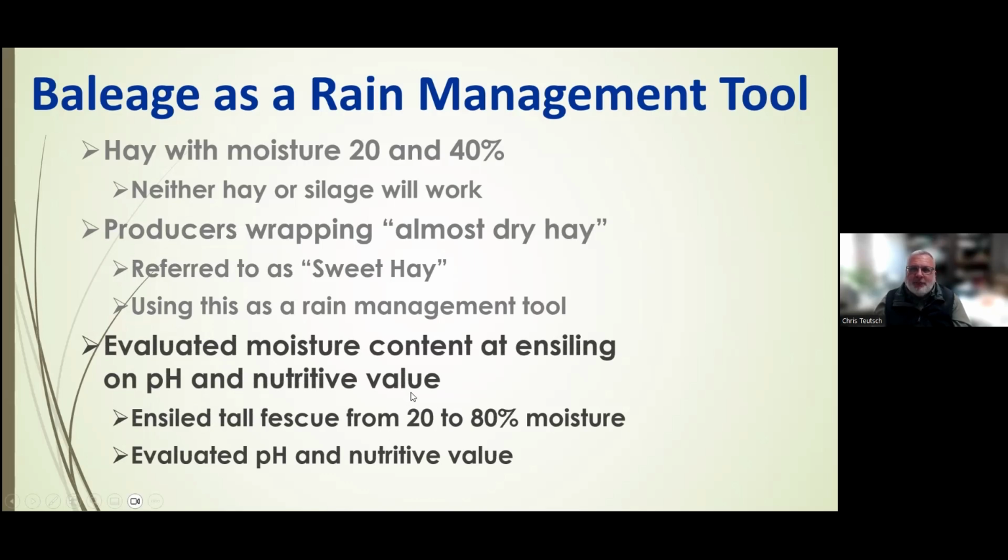It was at 80% moisture as soon as we cut it, and then it dried down to 20%, which was when it was baled for dry hay. So essentially, we started as soon as that plant was cut and harvested and took a sample every several hours and ensiled that sample. And we did this all the way until it was dry enough to bale for hay. And then we evaluated the impact of moisture on the pH and the nutritive value of that ensiled forage.